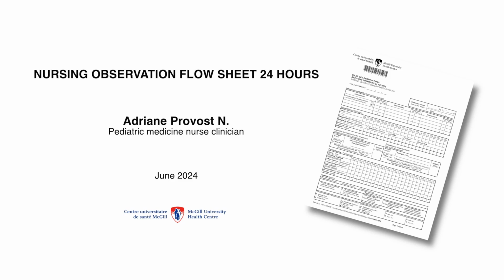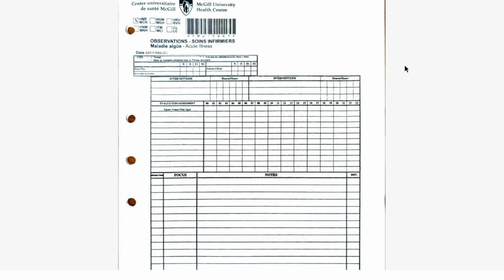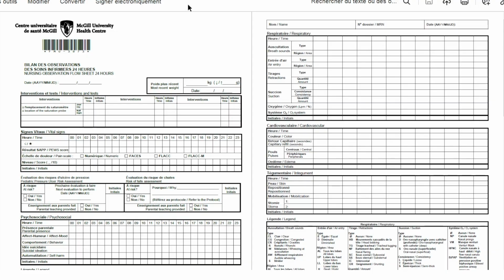This video is intended to introduce the new nursing flow sheet that is being implemented on a few units of the children's hospital. This document will be replacing the existing one called Nursing Observation for Acute Illnesses. The goal of this new flow sheet is to have a more systematic process for nursing documentation, to reduce the duplication of documentation, and to decrease the time needed to document.